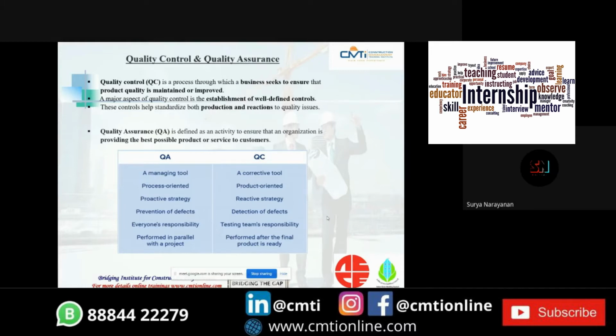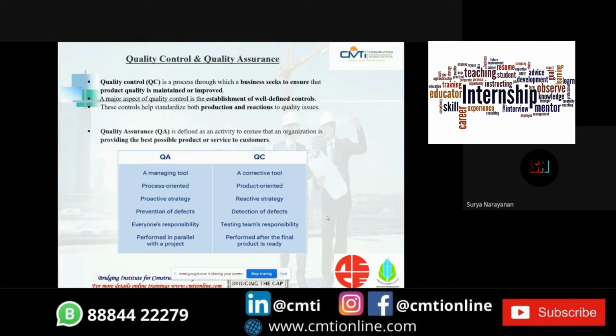Quality control is a process where the business seeks to ensure the product quality is maintained or improved. Its major aspect is to establish well-defined controls, which standardize both the production and reactions to quality issues. So next is quality assurance. It is defined as an activity to ensure that the organization is providing the best product or service to the customers.